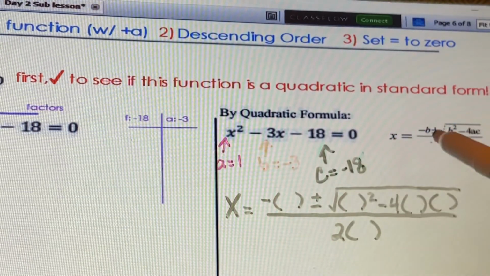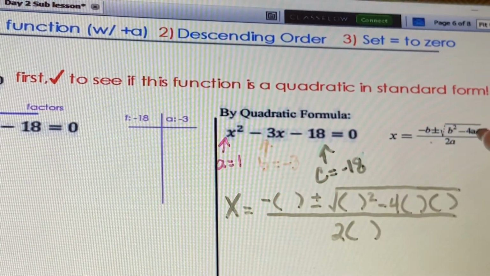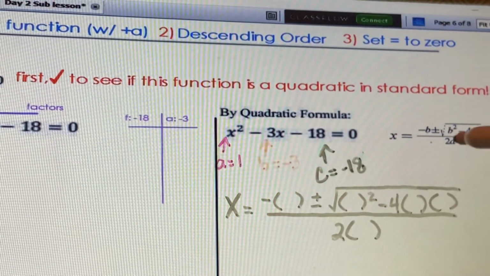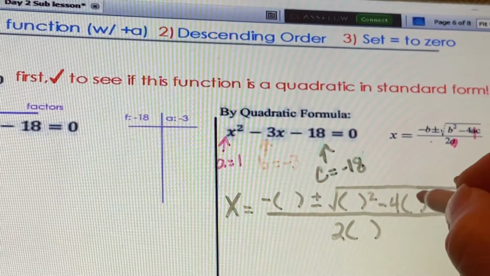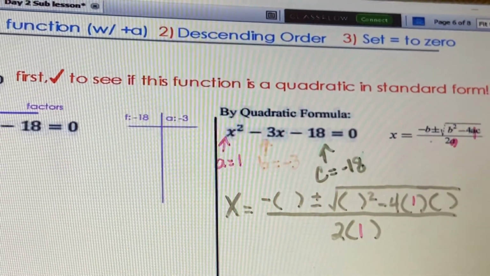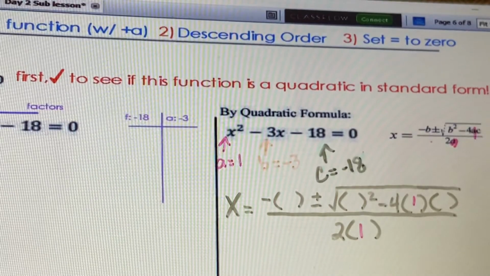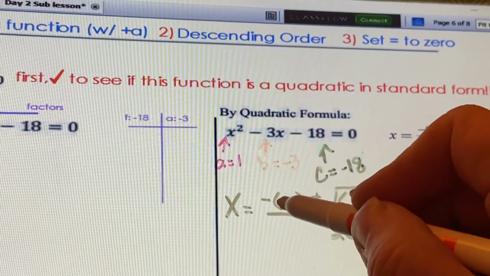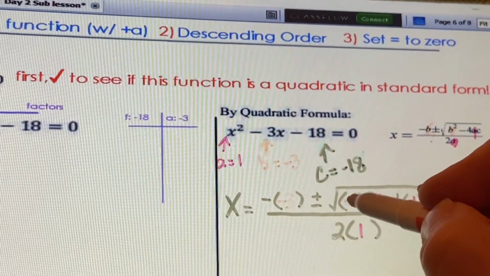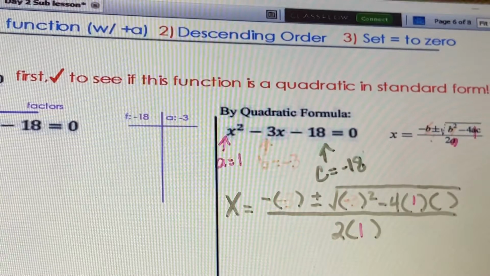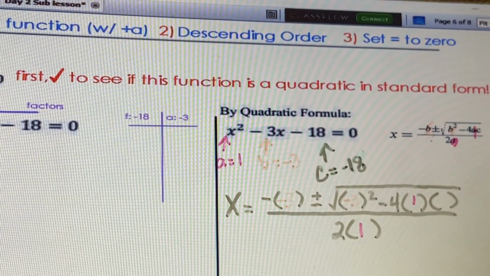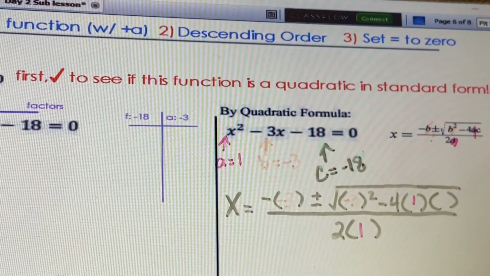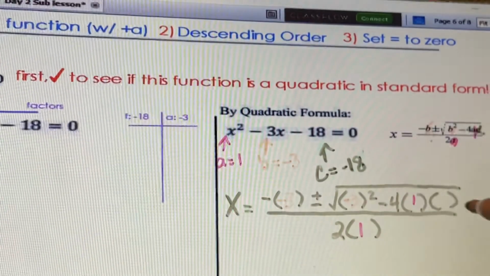Wherever the a was, so there's an a here, if you notice, and an a here, I'm gonna put 1s in there, a 1 and a 1. Wherever there was a b, right here and right here, I'm putting -3s in. -3, -3. That's hard to see, isn't it? And then your c is right here. We're going to substitute in your -18 there.